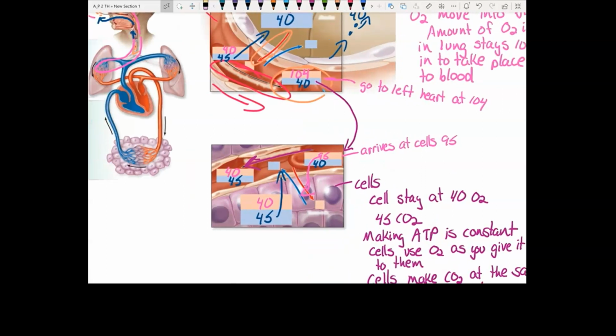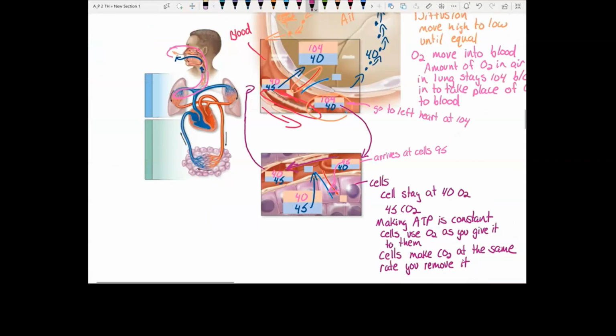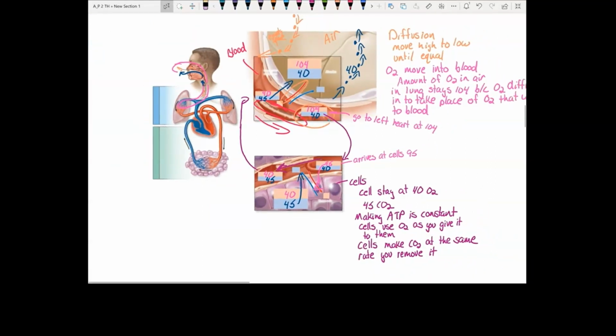So then this is the blood that goes to the right side of the heart, which pumps it to the lungs, and there we are, back to the 40 and 45 that we started with in the lungs. So that is how the gas exchange occurs. You have external respiration, which is the one up here. That's between your blood and the air in your lungs. And this is internal respiration between your cells and the blood.